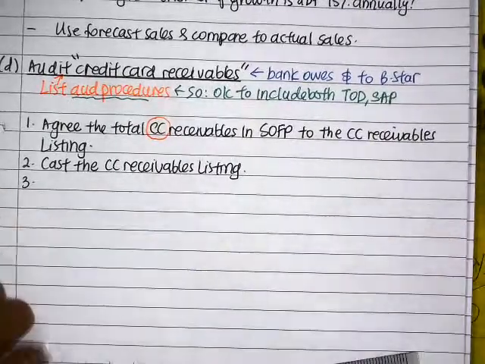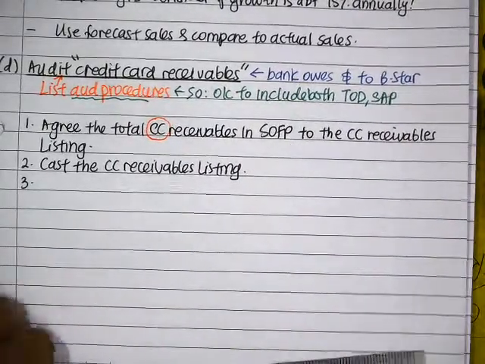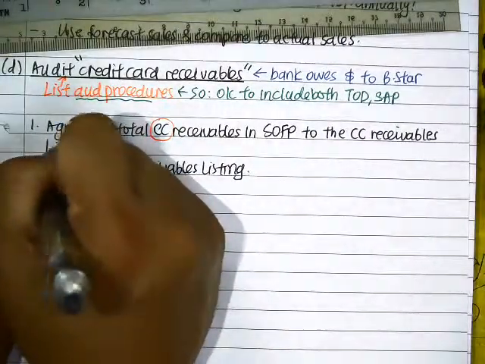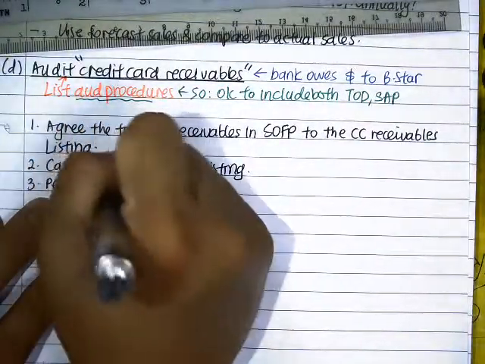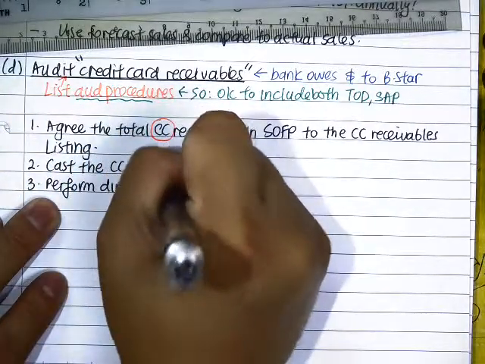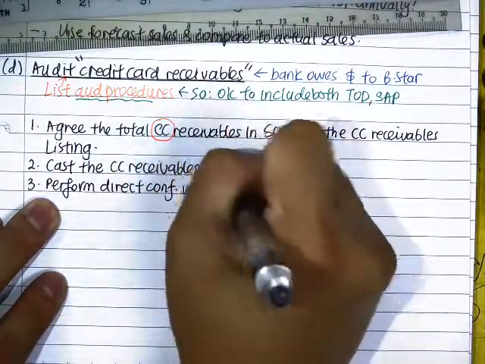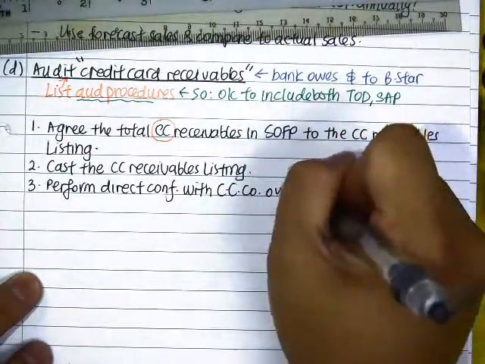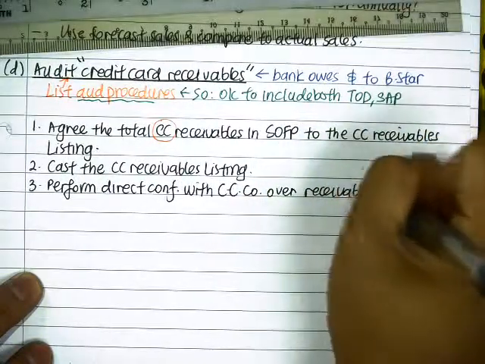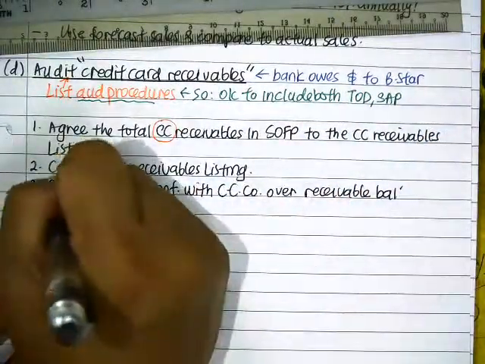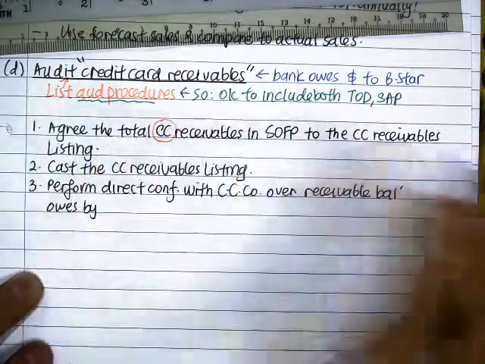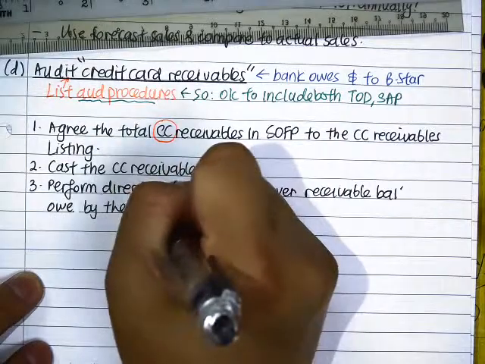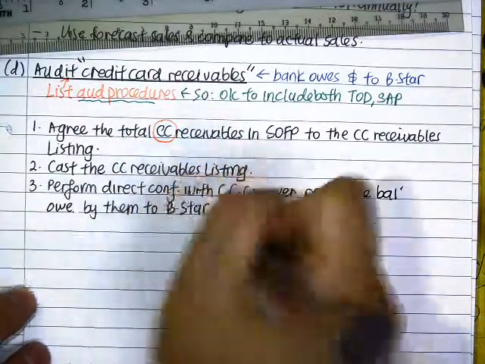Okay. Now what else do we do in terms of receivables? Confirmation. Now we perform direct confirmation with the credit card company over the receivable balance owed by them to B Star.